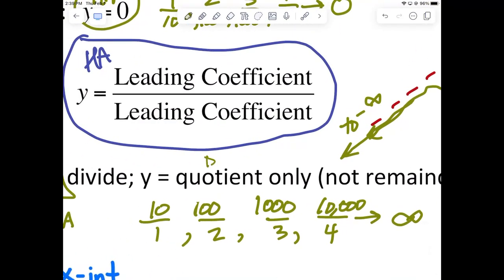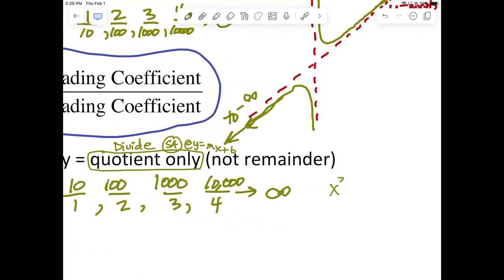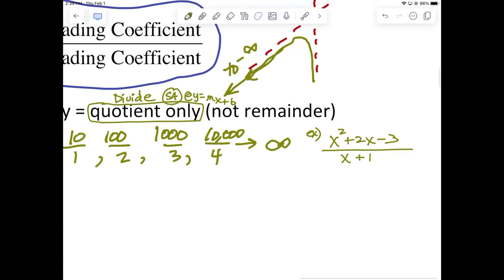Well, you do division. The quotient only, not the remainder, is the equation of the slant asymptote, y equals mx plus b. So let's say you have x squared plus 2x minus 3, all over x plus 1. Here's an example. You can do synthetic division here. The top is bigger than the bottom. You see that? So there's no horizontal asymptote, but there is a slant asymptote.